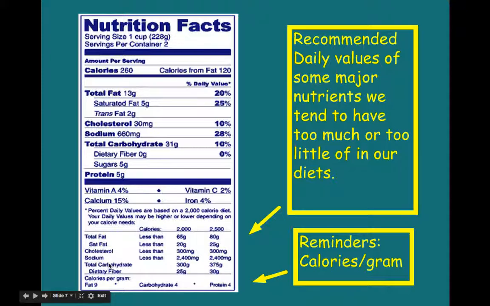And then it'll say, hey, a lot of people don't get as much carbohydrates or fiber in their diet. So you should look at that and see if you are reaching your daily recommended amount. And then there's always going to be a reminder at the bottom that gives you the calories per gram: fat calories, carbohydrate calories, and protein calories.